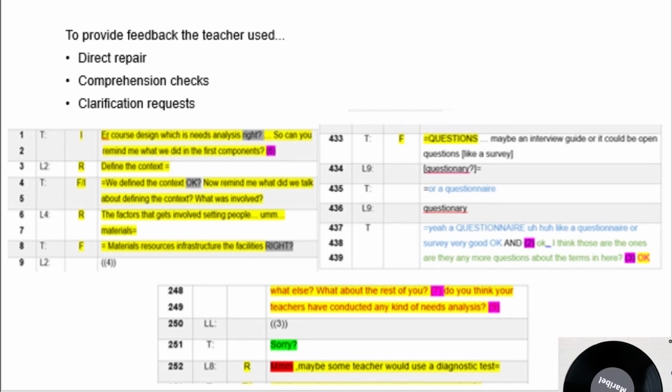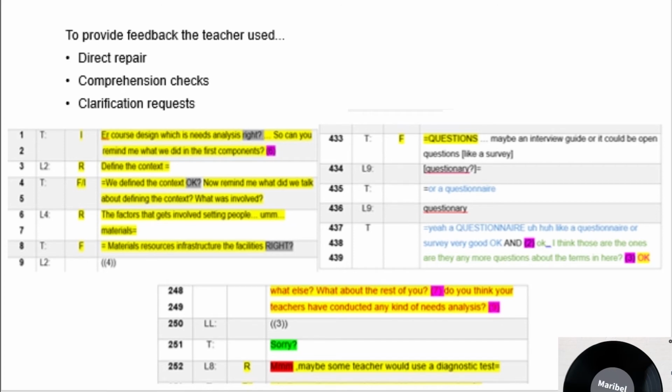The words in blue are an example of direct repair, where the teacher doesn't give an explanation on the correction she is making. She just gives a correction. The example highlighted in green is a clarification request, where the teacher asks the student to clarify what they have said.